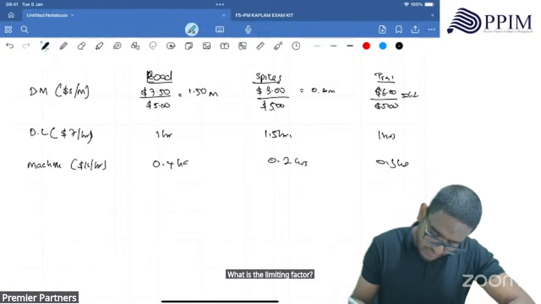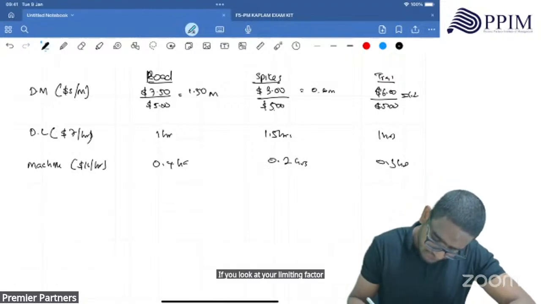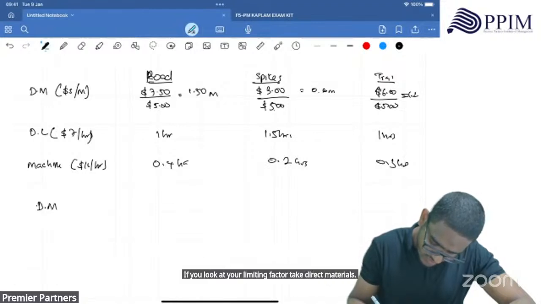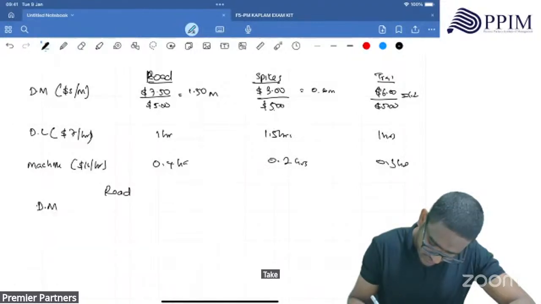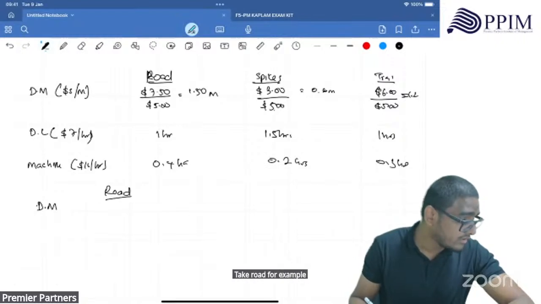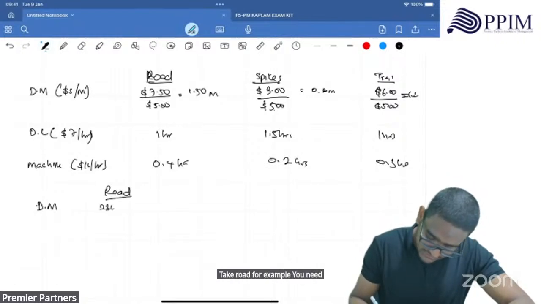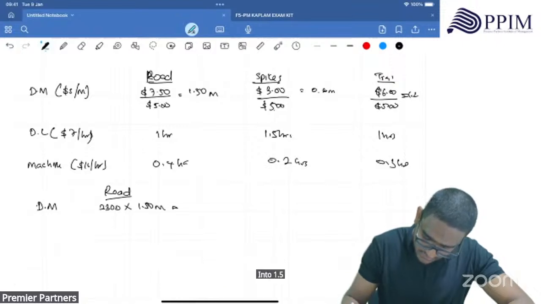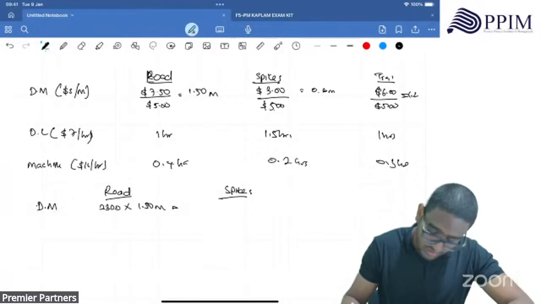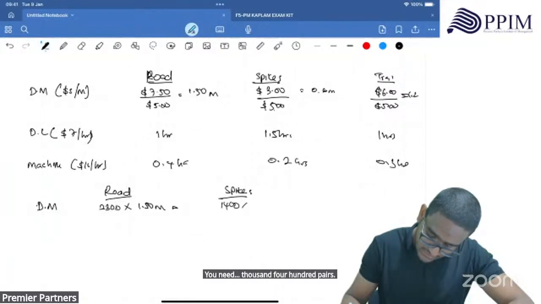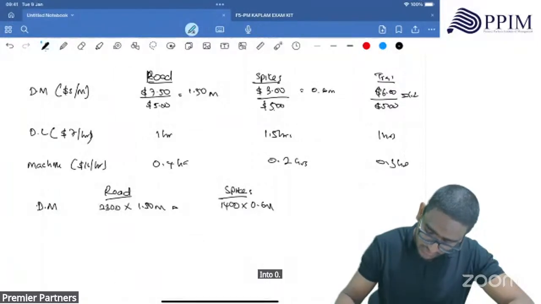If you look at your limiting factor, take direct materials, take road, for example, you need 2300 pairs into 1.5 meters, then spikes, you need 1400 pairs into 0.6 meters.